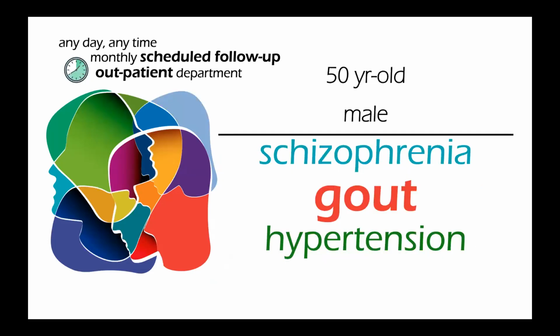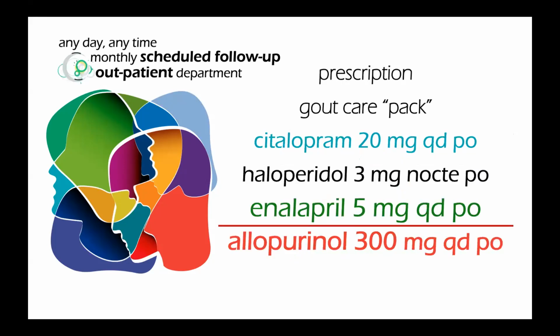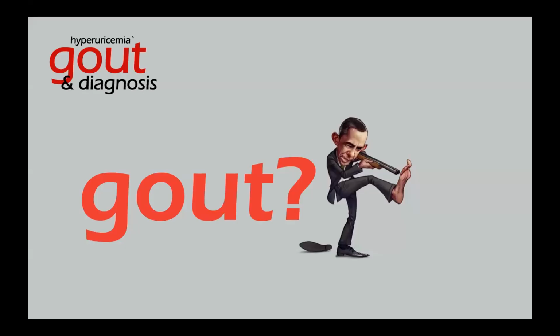So it was all about this 50-year-old male patient with schizophrenia, gout, and hypertension. This was the patient's prescription on his last consultation. And just recapping from last week, the question was: was it really gout without a bang?